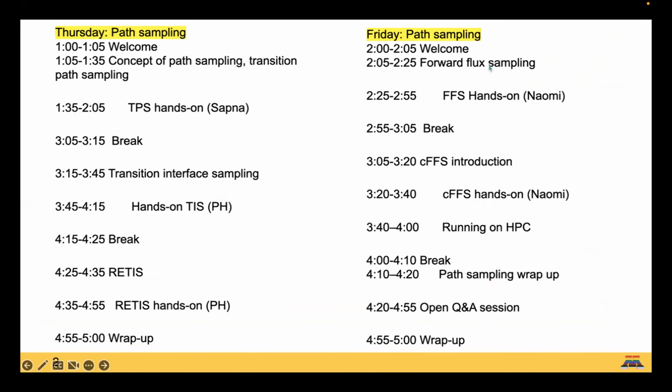I'll give you a brief introduction to the methods. Then we'll have a hands-on activity in which you can play around with different potential energy surfaces and various other parameters that are involved in the calculation. Then we'll have a break, we'll do CFFS, another hands-on, and then we'll spend a little bit of time talking about how we can run these calculations on HPC.